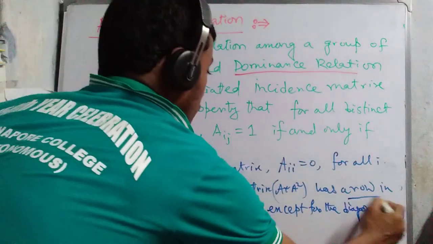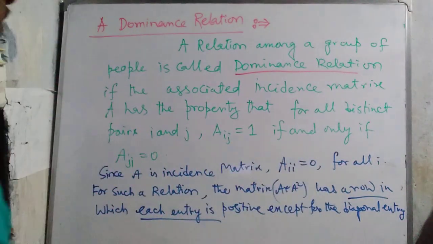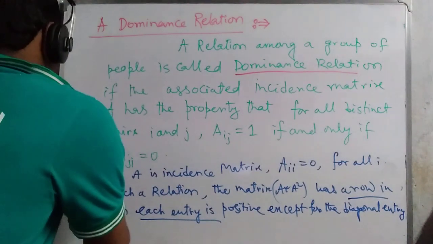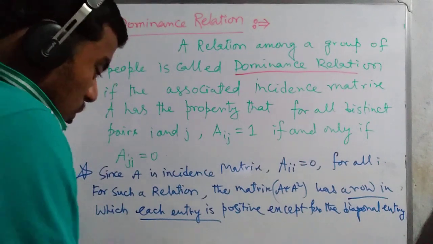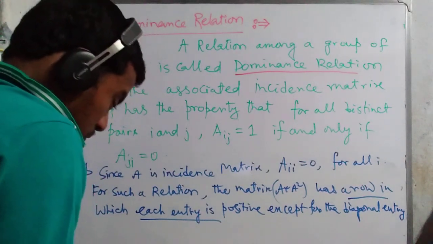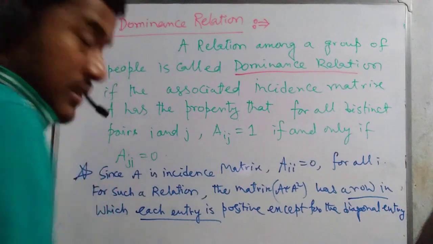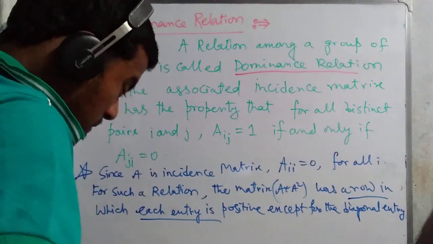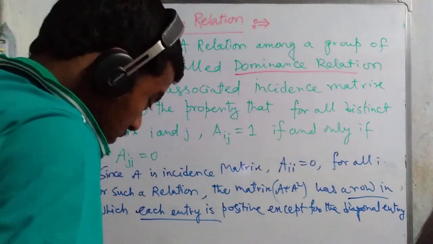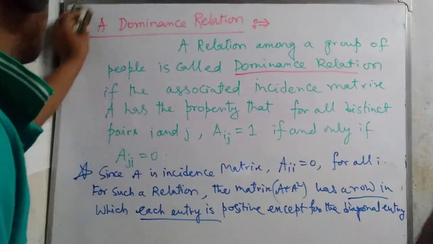A row has a row in which each entry is positive. This means the criteria of dominance relation. Today we discuss this one, and obviously we discuss some trace of matrices and some properties of trace of matrices. Now we erase that portion.